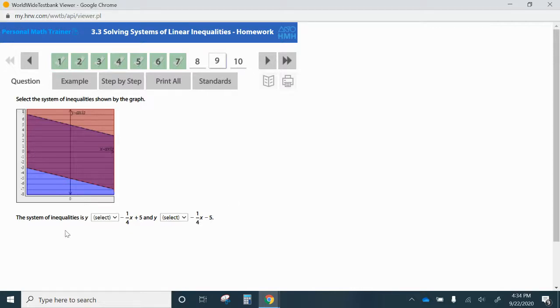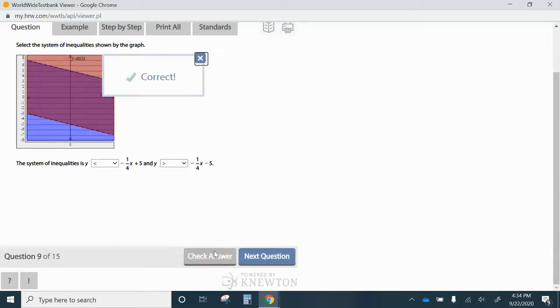The system of inequalities is, so here we start at 5, and it looks like we're going down 1, to the right 4. So it looks like this is that line. It's a dashed line, and it's shaded below, so this is y less than. And then here, this one is at negative 5, going down 1, and it looks like it's shading above, so it's y greater than. And these don't include the lines because they're dashed lines. Okay, so check answer, correct.